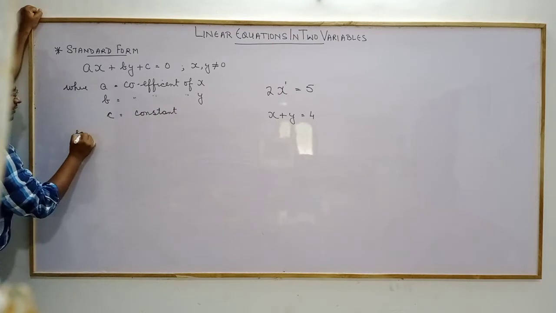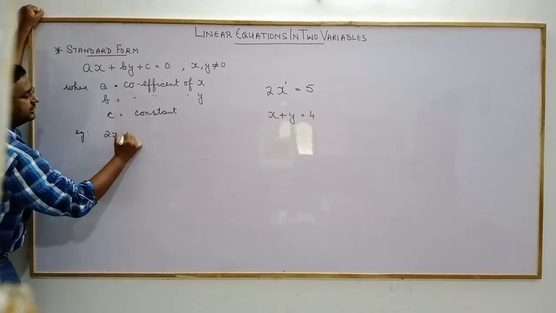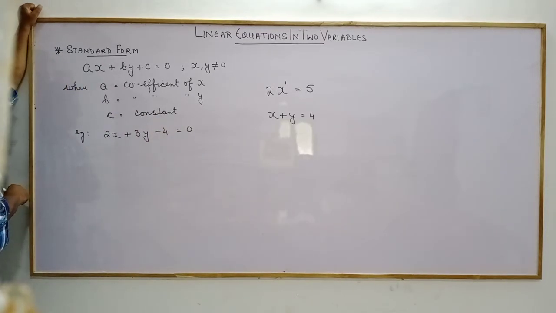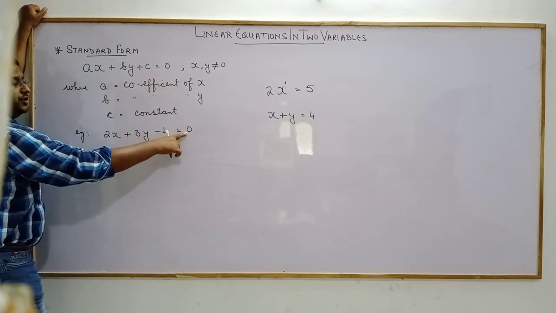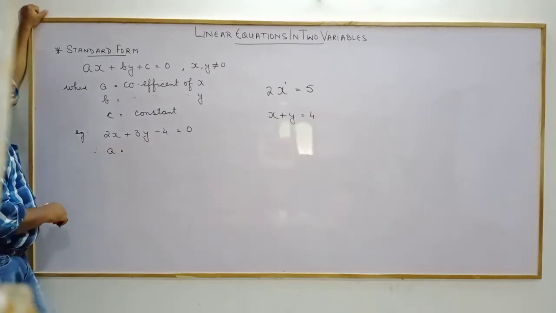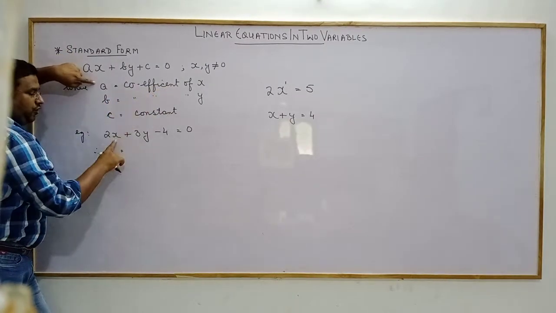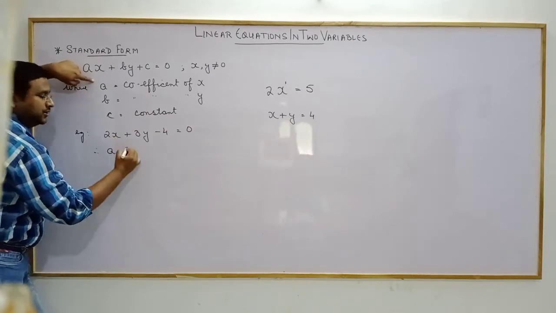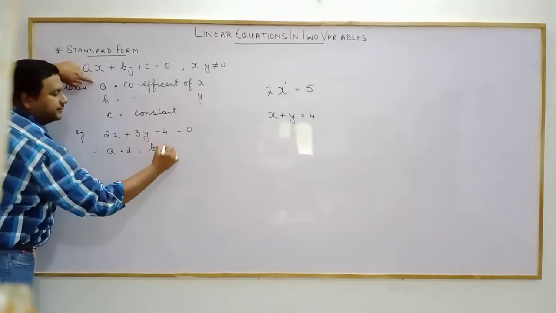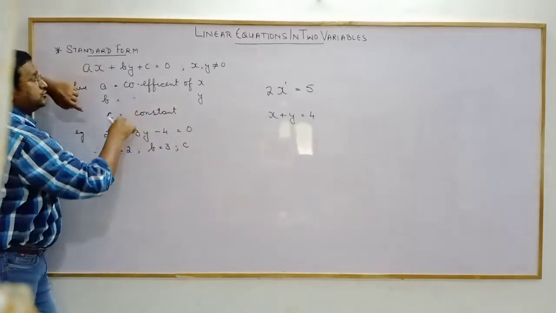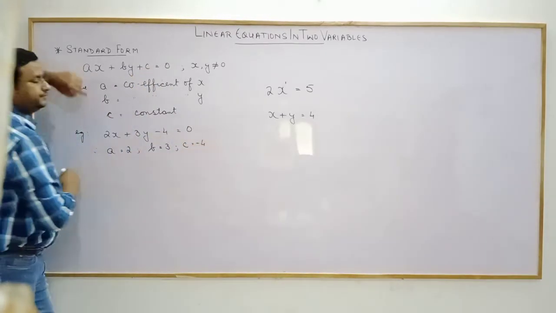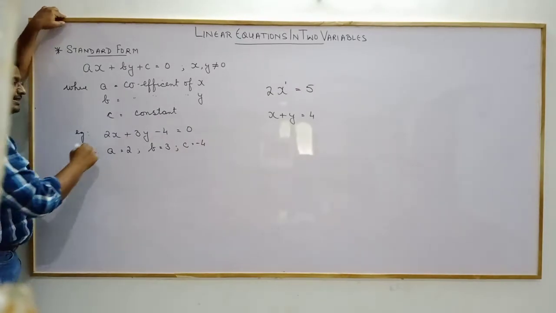For example, if I write an equation 2x plus 3y minus 4 equals 0, is it in the standard form? Yes sir, the equation is equal to 0. Which are the variables? x and y. So therefore a. How much is a? a is the coefficient of x. What is the coefficient of x? That is in multiplication with x. 2. b, that is the coefficient of y. What is in multiplication with y? 3. And c, that is constant. Plus c. What is in place of plus c? Minus 4. Clear? This is what we mean by a, b, c.